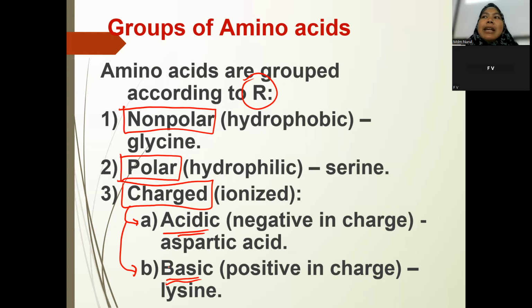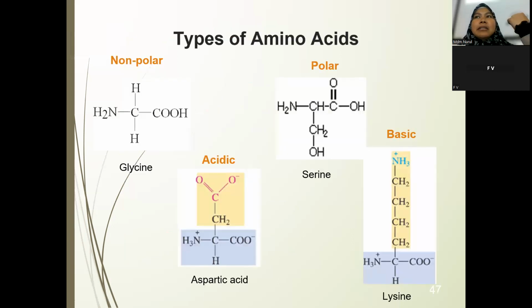Example here is glycine. Okay, jap. You all tak ada gambar ni. Tapi gambar ni penting. So nanti tengok balik recording, screenshot, print out. Okay, alright. Now let's see glycine. So glycine is the first classification of amino acid which is non-polar. Tengok betul-betul fokus.